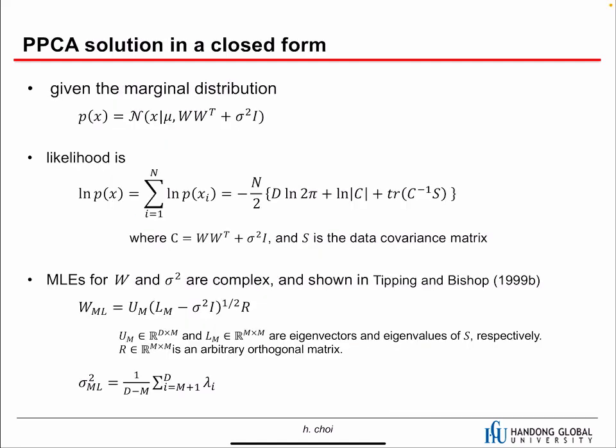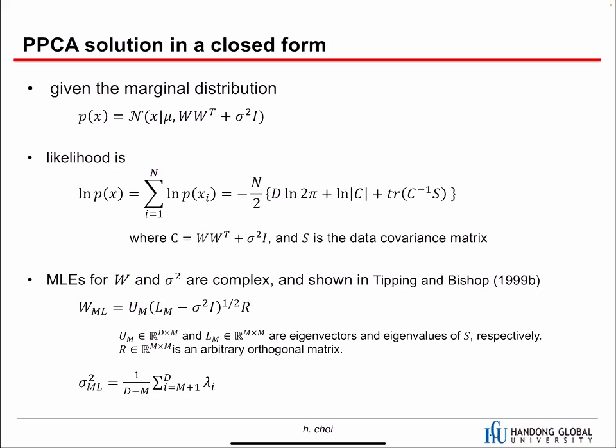So in the previous slide, we talked about maximum likelihood estimate for the mean, mu, which is simply the sample average. And now we're interested in W and sigma square. These two parameters can be estimated based on maximum likelihood estimate, but it's not as simple.